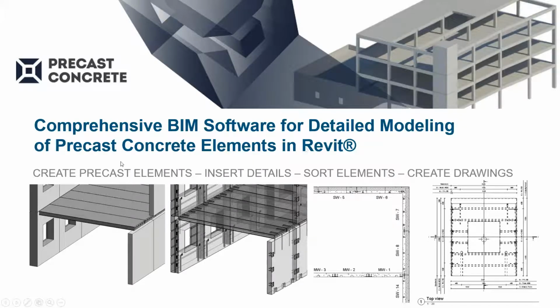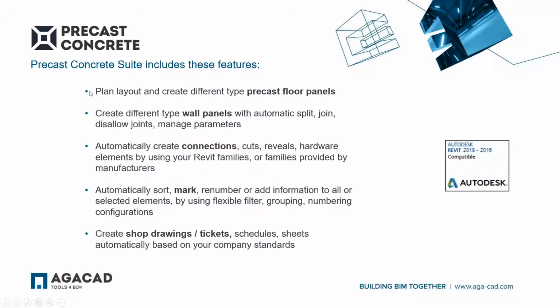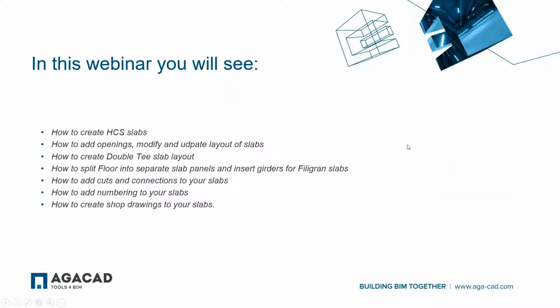If we talk about Precast Concrete, it's about creating elements, creating connections, renumbering all of the elements, and then automatically creating shop drawings. Precast Concrete can increase your efficiency with creating floor panels, wall panels, inserting connections by using Revit families, automatically renumbering all of the elements you have in your model, and creating shop drawings with automatic dimensions and schedules and so on.